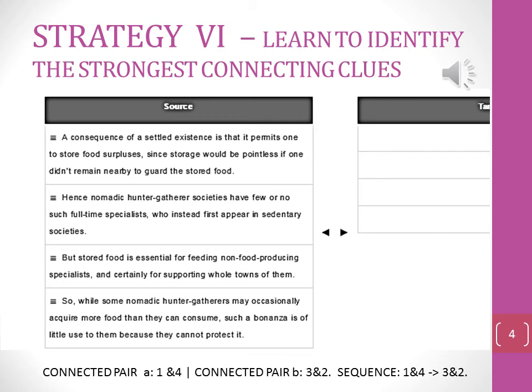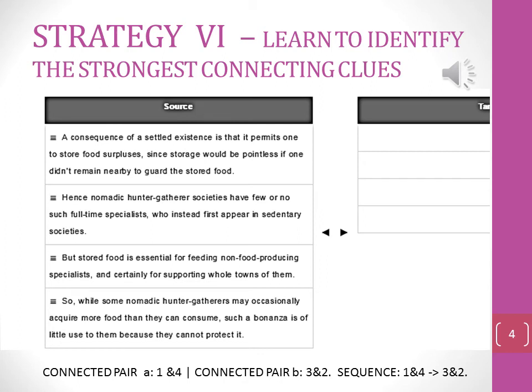Okay, so therefore a consequence of a settled existence is that you can store food, but such a bonanza is of no use to nomads. But for non-food producing specialists it is important. Hence the earlier societies have few or no such full-time specialists, who instead first appear in sedentary societies, which is nothing but settled. Sedentary means again societies that don't do a lot of physical movement, right? Okay, so then you put it in the sequence, and you see the logical sequence 1, 4, 3 and 2. That's how that works.